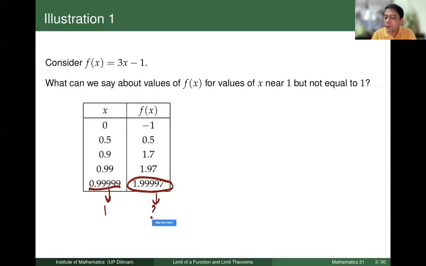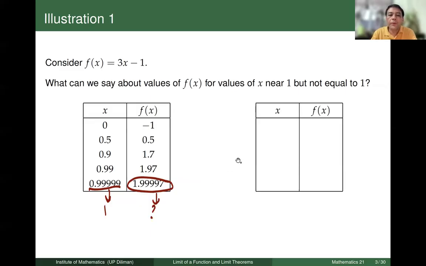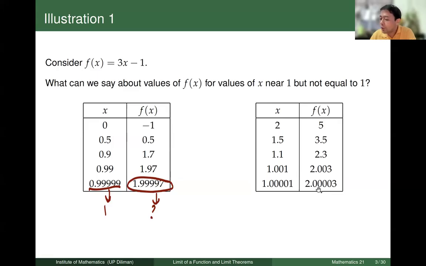Now, suppose we try another set. So x is greater than 1. We can start with 2. So 3 times 2 is 6, minus 1 is 5. When x is 1.5, that's 3.5, 1.1, 2.3. Here, the more zeros we put after the decimal point, we are also putting more zeros on the function value. So this is approaching 1 also. This is approaching what value?